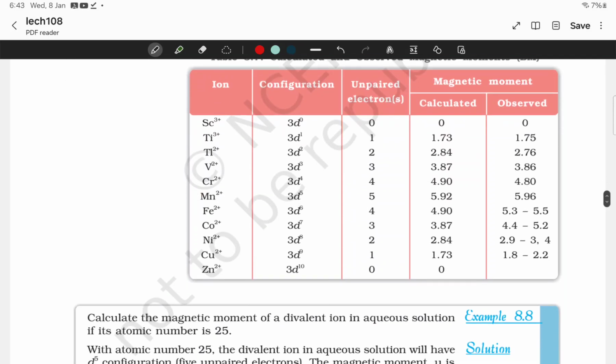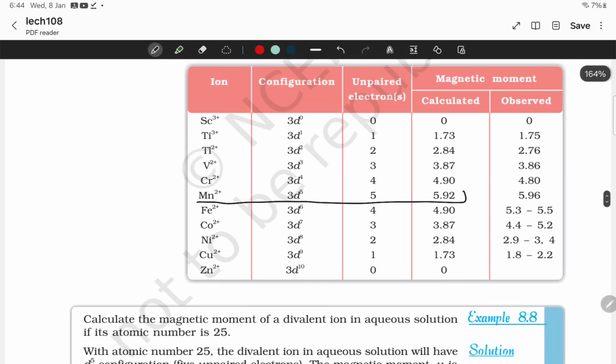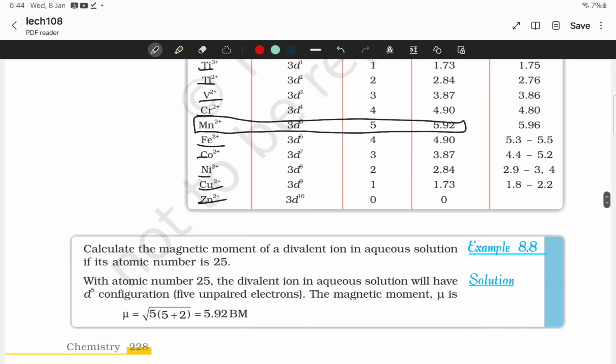Observed and calculated values are given here. Note, for manganese 2+ we have the most, second for Fe and Cr, then V and Co, then Ni and Ti, then Cu and Zn. Noted. Did you note? Yes.